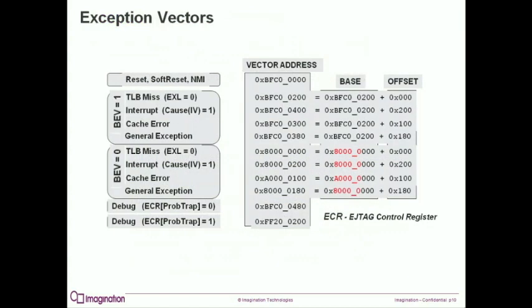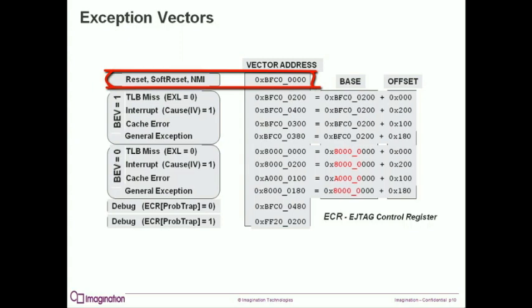Let's take a moment to review what I have talked about so far by using a table of exception vectors. The first vector is commonly called the boot exception vector because the CPU at power-up will always start fetching its first instruction at this vector. This vector is also used for reset, soft reset, and non-maskable interrupts.